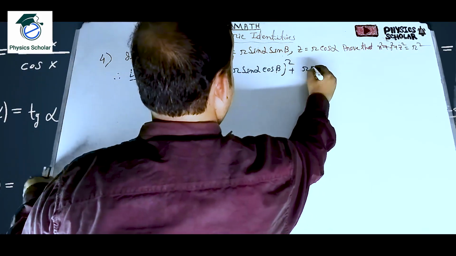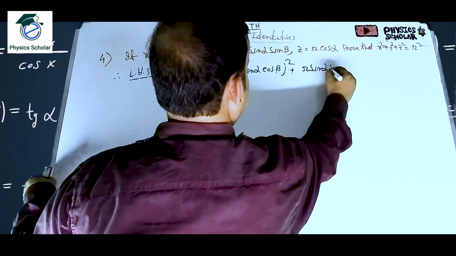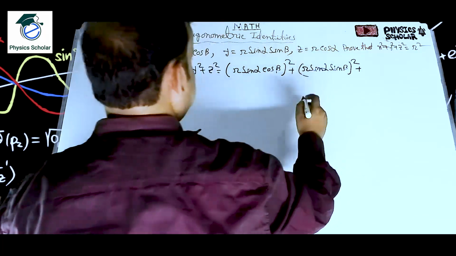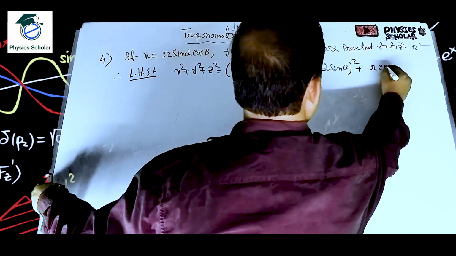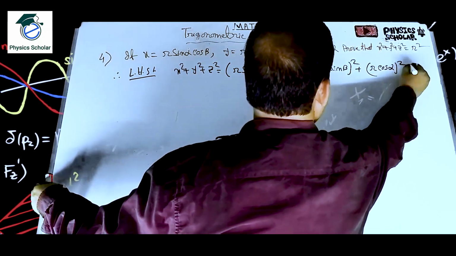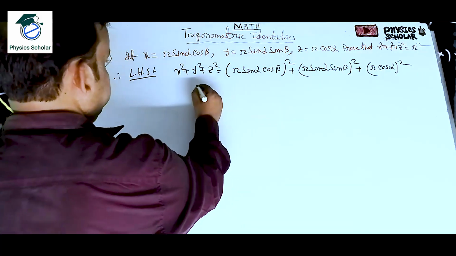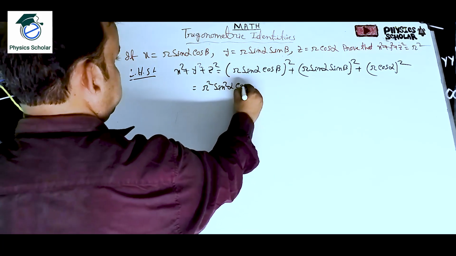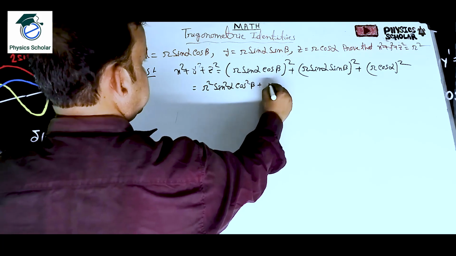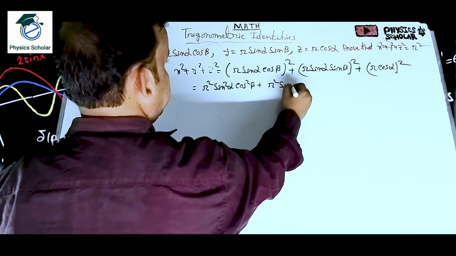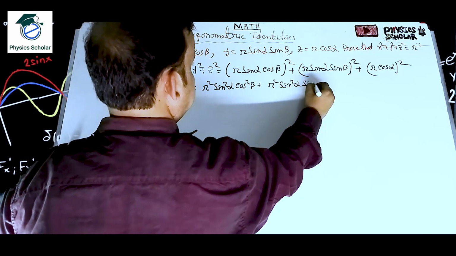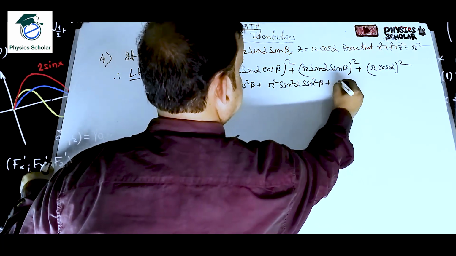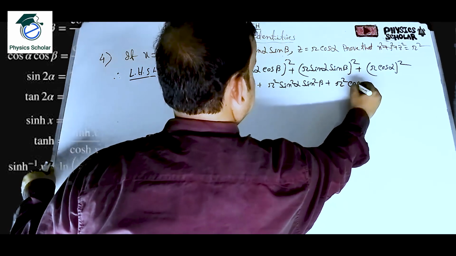y = r sin alpha sin beta, whole square, plus what is the value of z? z = r cos alpha, that whole square. Clear? Now what is that? r² sin²α cos²β + r² sin²α sin²β + r² cos²α.